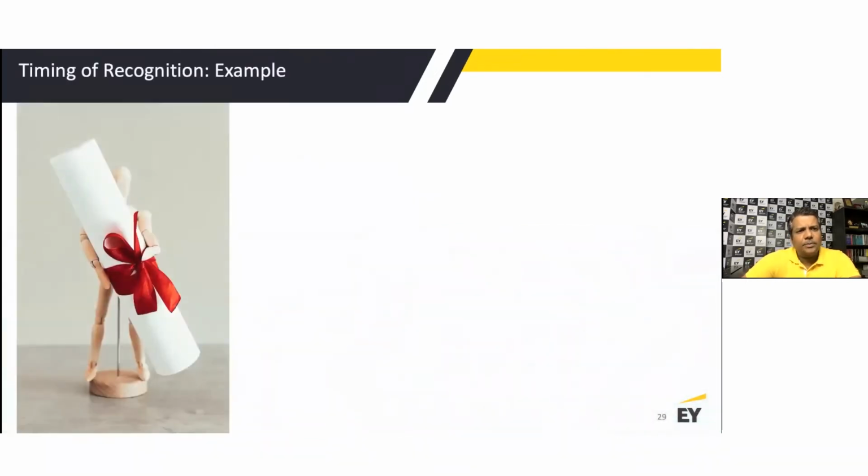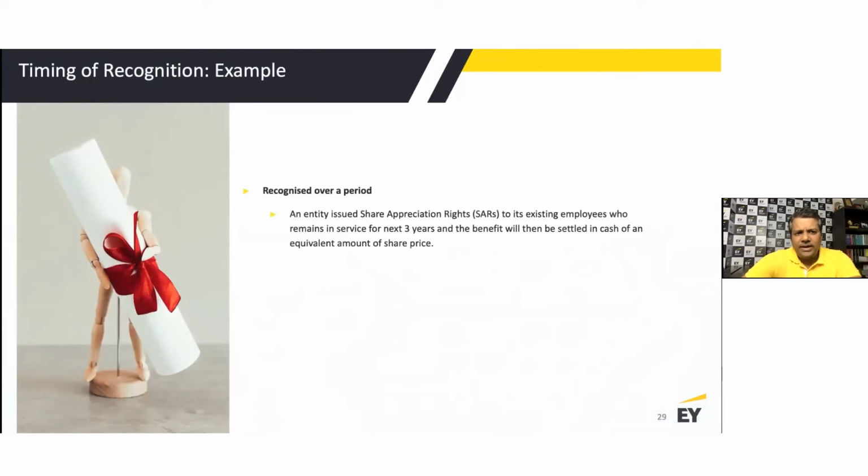Let's take an example. Recognition over a period: an entity issued share appreciation rights to existing employees who remain in service for the next 3 years, and the benefit will then be settled in cash of an amount equivalent to the share price. So I will record this over a period because I'm going to receive services over the next 3 years. It's like a monthly charge which I will record for the next 3 years.